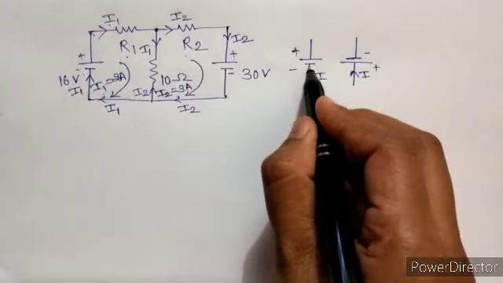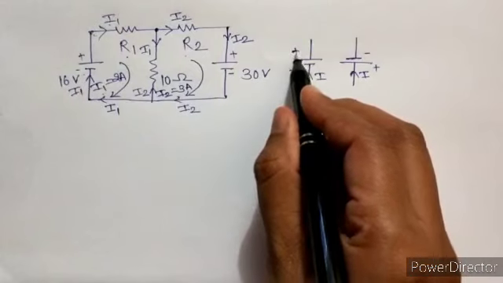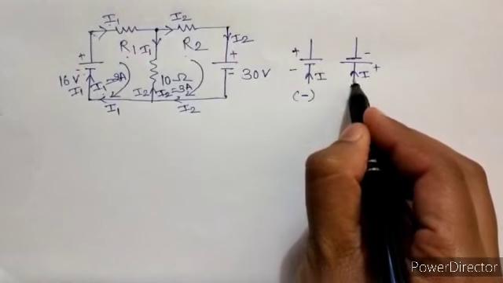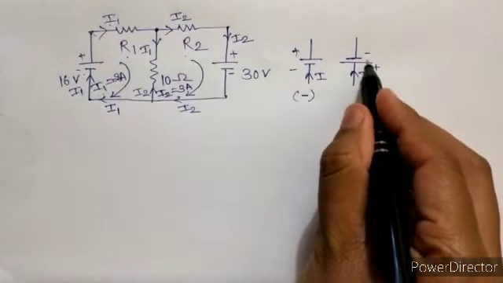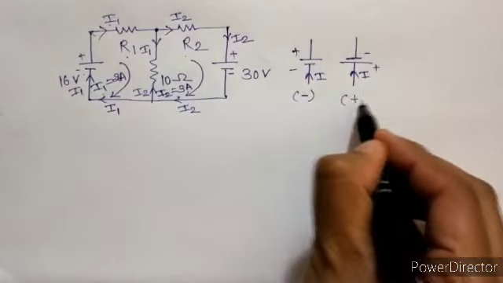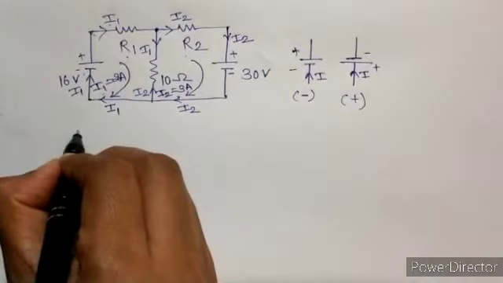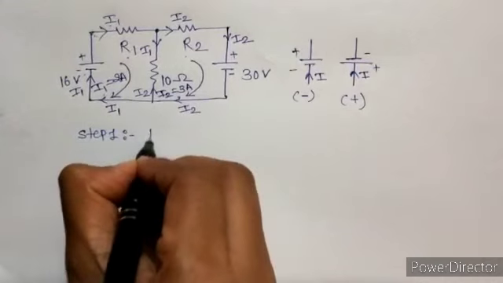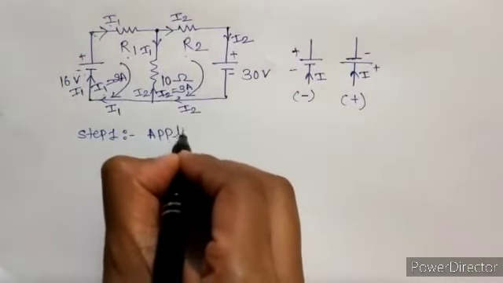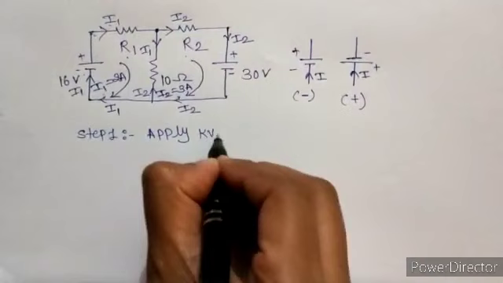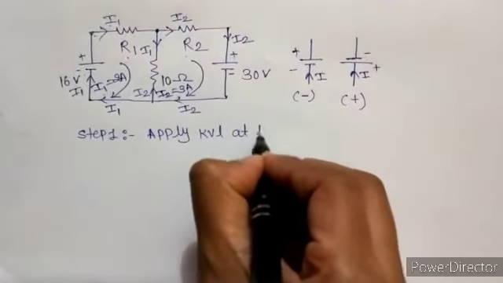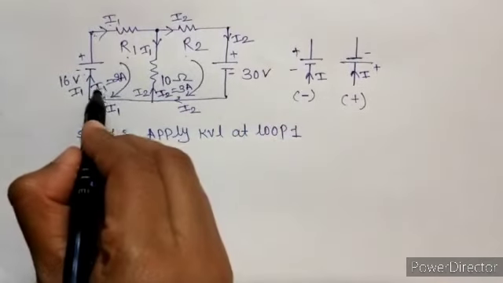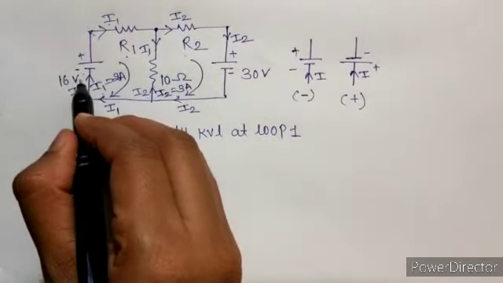If the current flows from the lower potential to the higher potential, take it as negative, and if the current flows from the higher potential to the lower potential, take it as positive. Step 1. Apply KVL at loop 1.